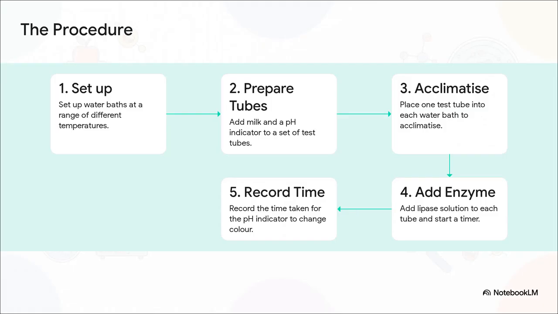So here's the play-by-play. First, you set up your water baths at different temperatures. Next, you prep your test tubes with some milk and a pH indicator. Step 3, you pop a test tube in each water bath and let it sit for a bit, to get up to temperature. Then, you add your lipase solution, that's the enzyme that does the decaying, and you hit that stopwatch immediately. And finally, you'll watch like a hawk and record the time it takes for the indicator to change color. That color change is our finish line.